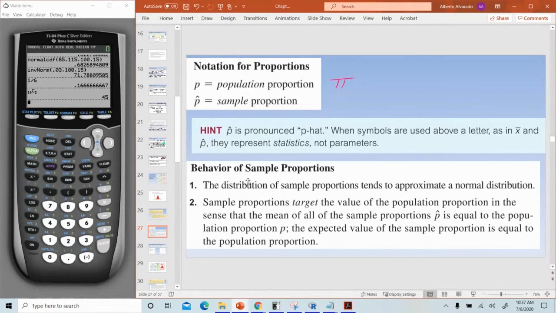All right, so the distribution of sample proportions tends to approximate a normal distribution. Sample proportions target the value of the population proportion in the sense that the mean of all the sample proportions is equal to the population proportion. The expected value of the sample proportion is equal to the population proportion.